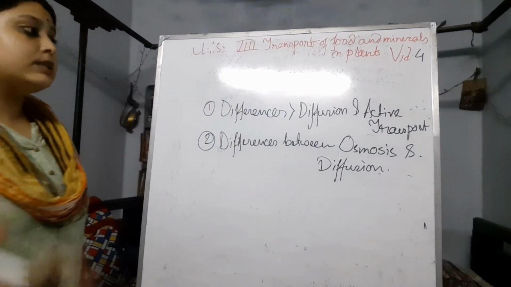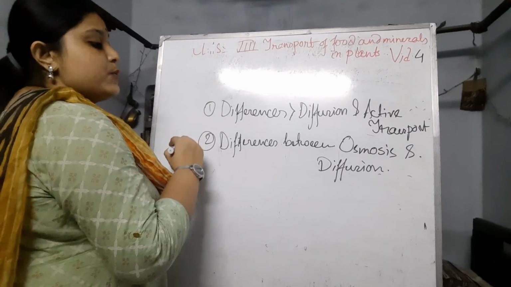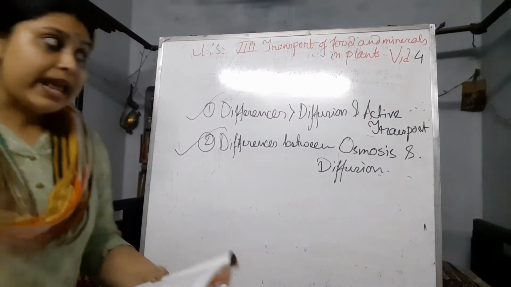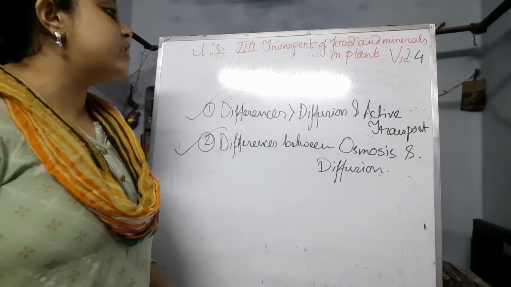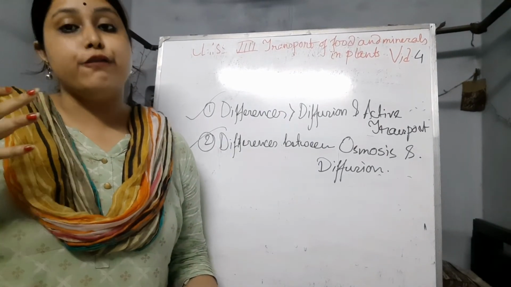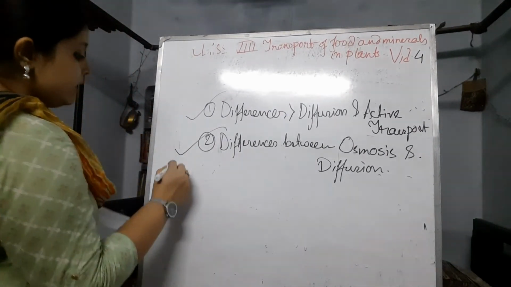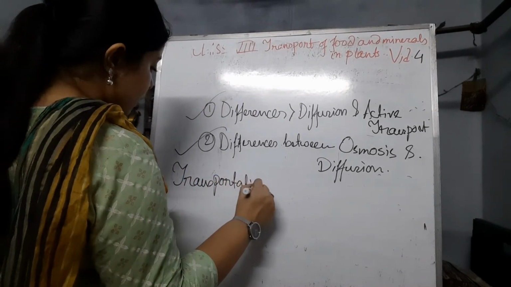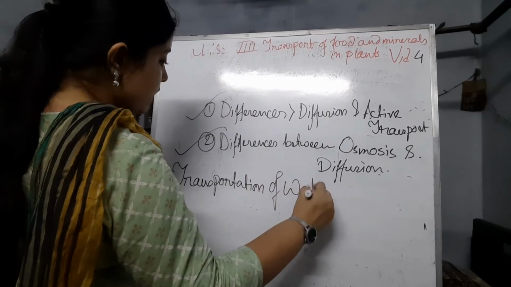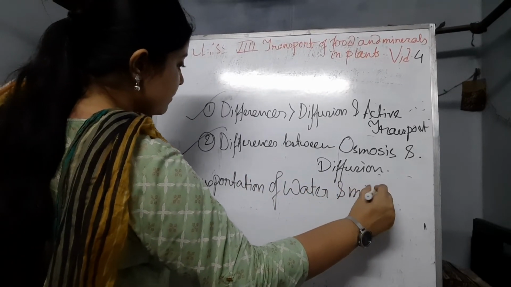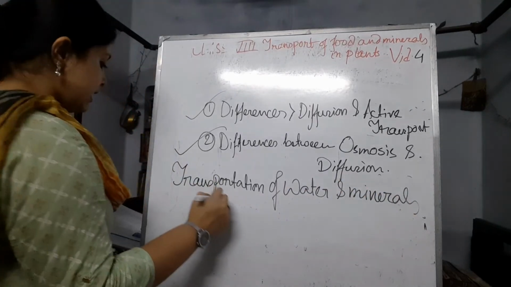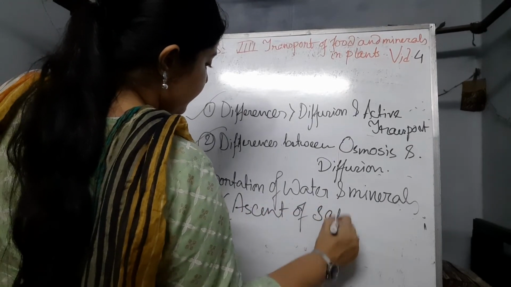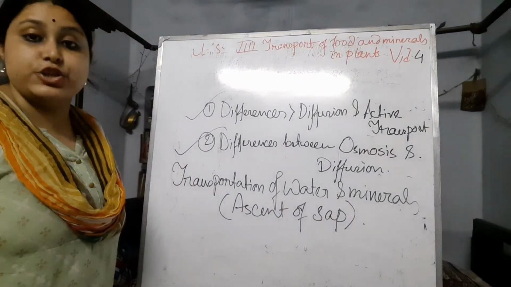So we have already learned the differences between osmosis and diffusion, as well as diffusion and active transport. In the next topic we are going to learn the transportation of water and minerals, that is the Ascent of Sap. Okay, so let's discuss it with the picture and with the steps.